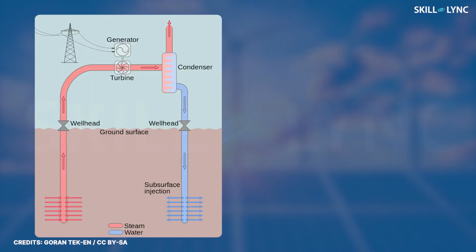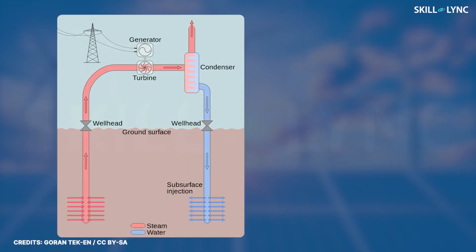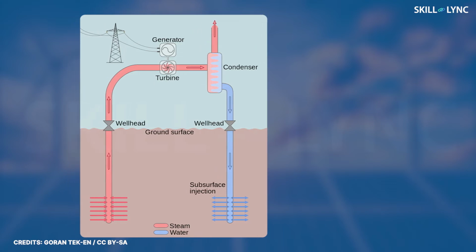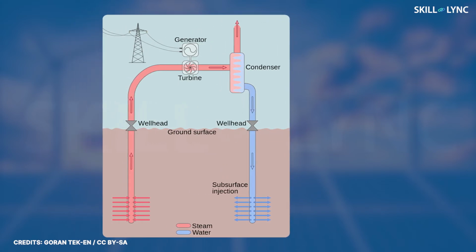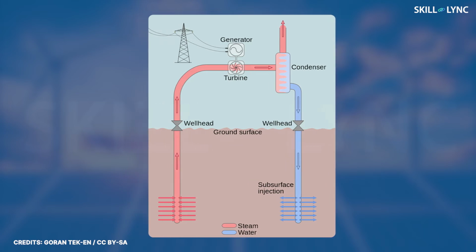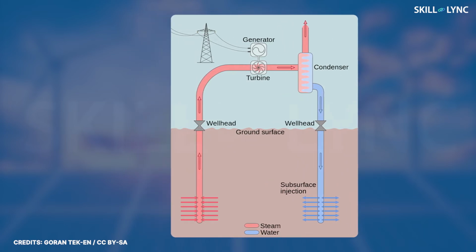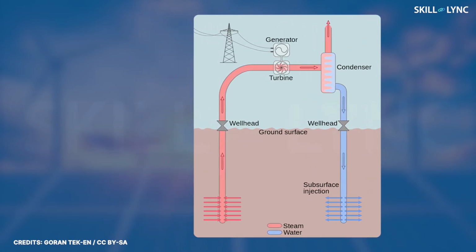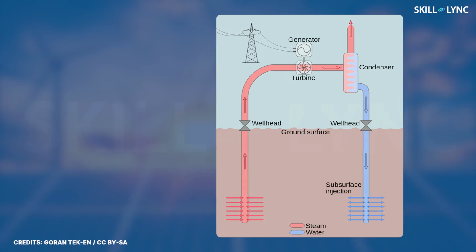In a dry steam power plant, the water is vaporized into steam due to heating at the geothermal source. The steam is ejected at about 250 degrees Celsius and 8 bar pressure. This steam can turn a turbine to produce electricity and return to the ground after being condensed. Thus, the efficiency of such plants is relatively higher.